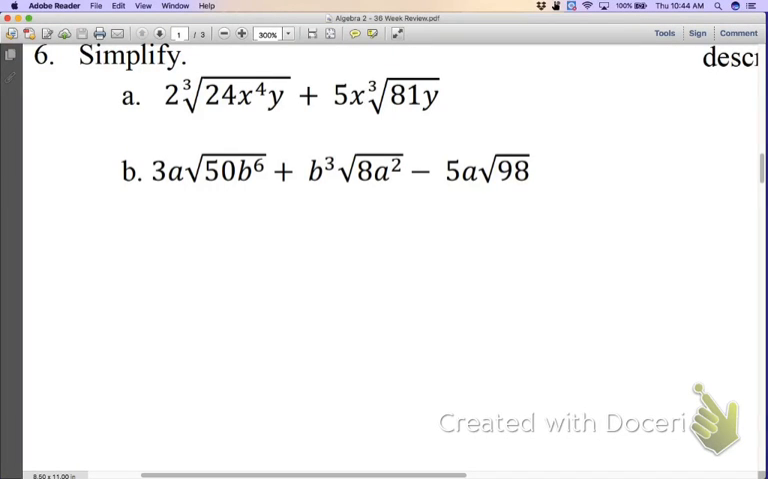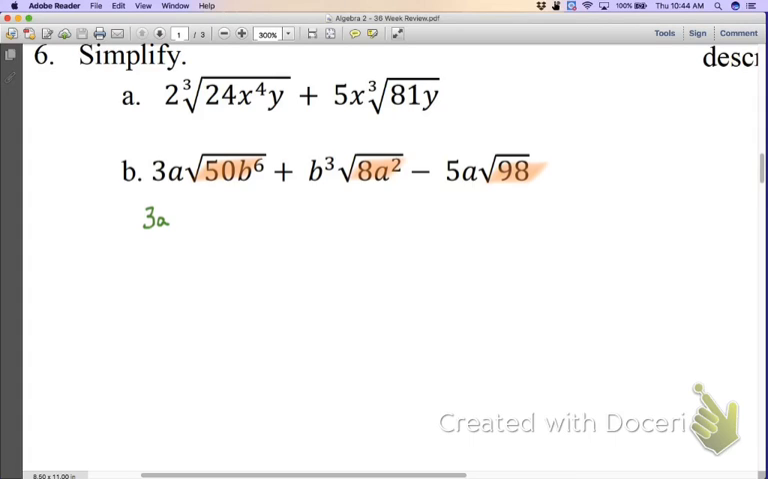All right, fourth hour, 6B. First things first, what we need to do is simplify what is underneath our two radicals, or our three radicals, excuse me, of 50b to the sixth, 8a squared, and then 98. So in doing that, the 3a, nothing's going to change.